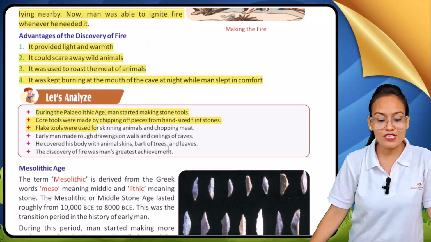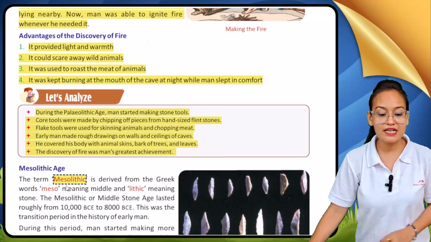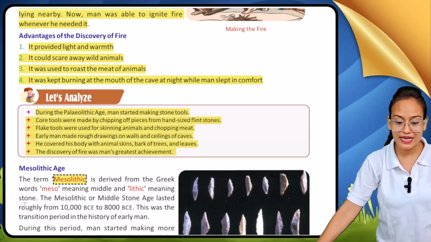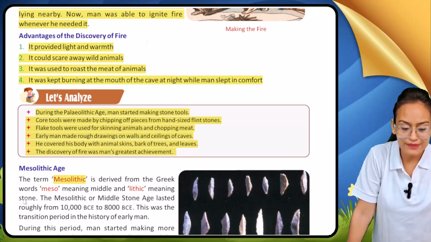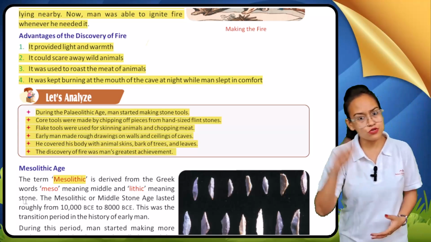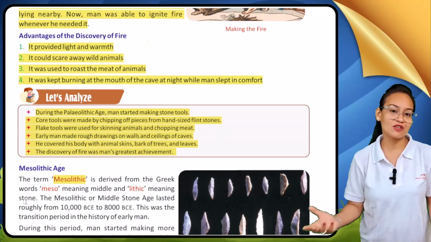So my dear students, till now we learned that in the Paleolithic age, man started making stone tools: core tools and flake tools. Early man also used to draw on the cave walls, and the discovery of fire took place.